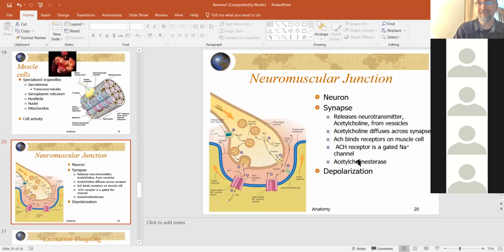You have these very specialized cells. The cells, to get them active in skeletal muscle cells, we have to have a signal from a neuron.